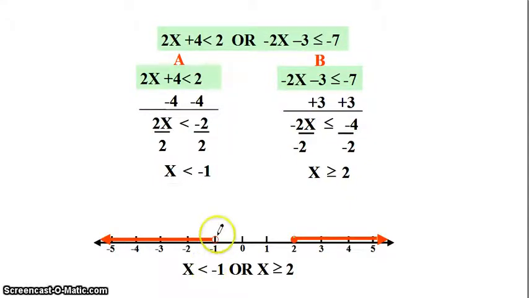And those go away from each other. Here's less than -1. Here is greater than 2. Those go away from each other. There is no one single number that you could choose that would satisfy both pieces. We know that because we have an or. Okay, we have an open circle and we have a closed circle.